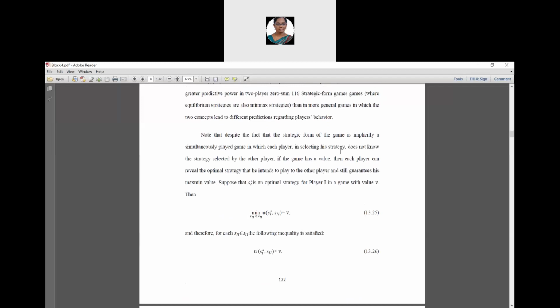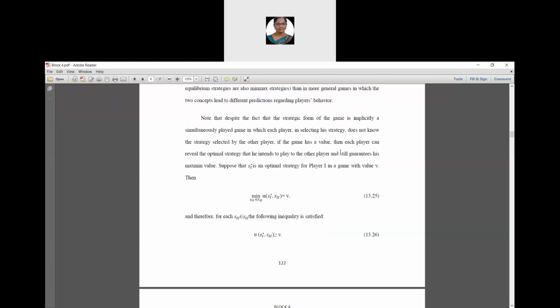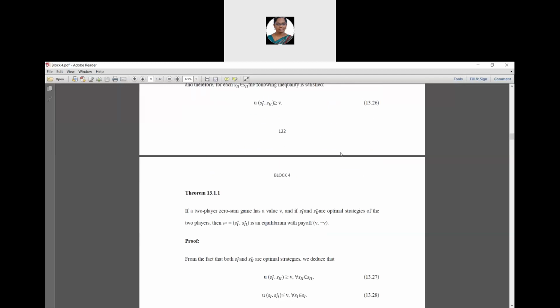Suppose s1 star is an optimal strategy for player 1 in a game with value v, then the minimum of u(s1 star, s2) is equal to v. Let us consider this, and therefore for each s2 belonging to S2, the following inequality is satisfied, that is, u(s1 star, s2) is greater than or equal to v.